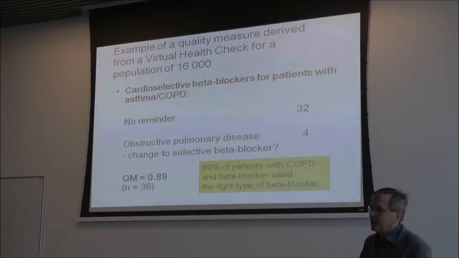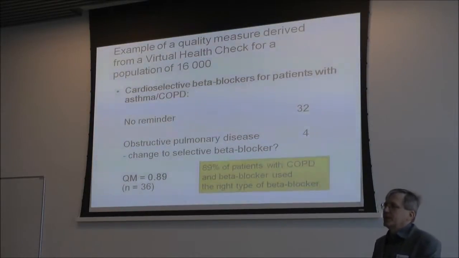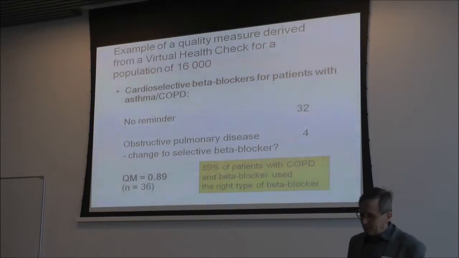Here is an example, this virtual health check. We call it a virtual health check when we run all the reminders, or execute them, in a group of patients. Here the rules were executed in the population of 16,000 primary care patients in Finland. And this is just an example of one rule. This rule checks whether a person with asthma or COPD who is using beta blockers is using the right type of beta blocker, the selective beta blocker.